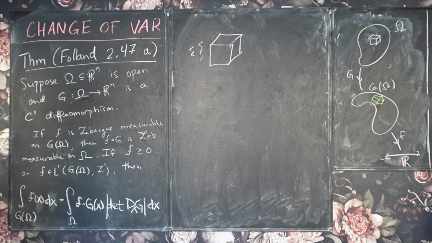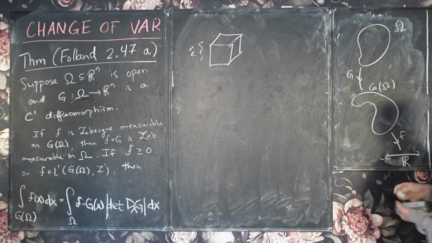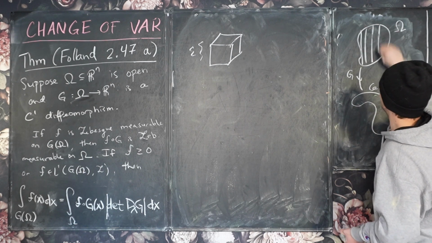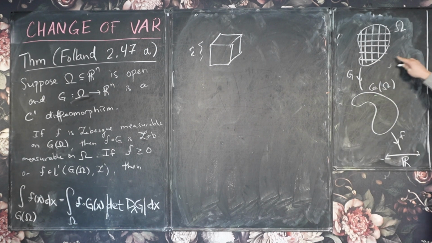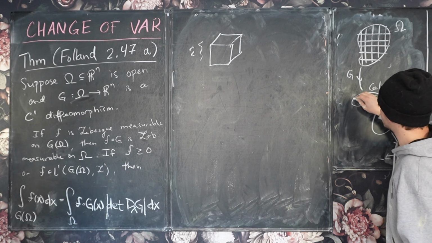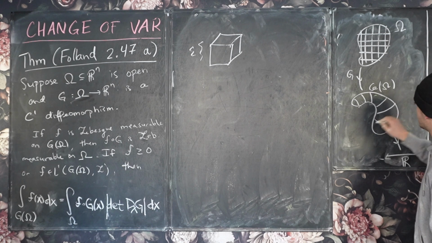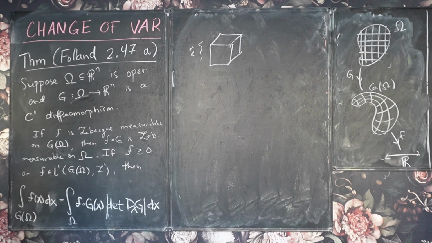Okay, and the idea is that if I want to integrate f over this g of omega here, what I can do is slice omega into cubes of side length epsilon. So let's create an epsilon partition of omega. Then look at where this epsilon partition goes under the map g. This is going to go to some partition like this, which may not be fully Cartesian anymore, but it'll go to some partition like this of g of omega.